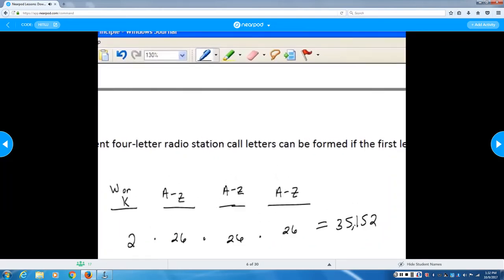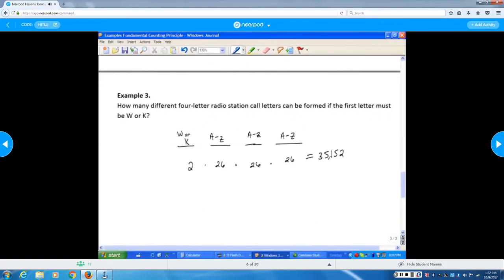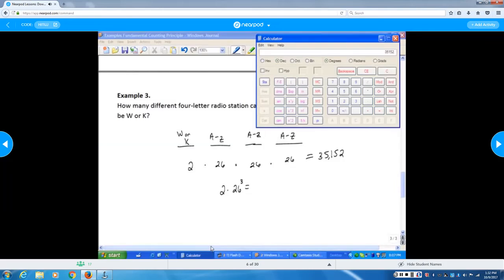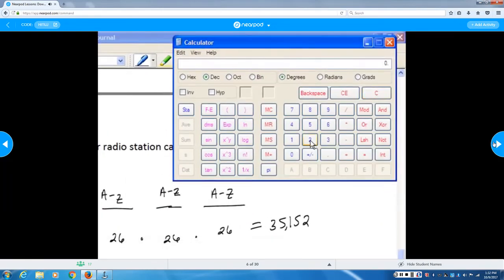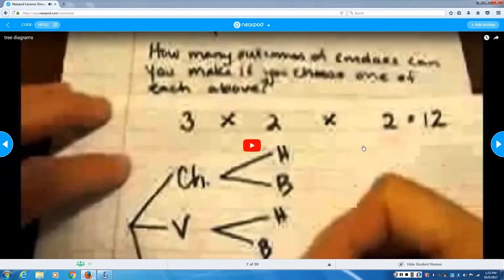35,152 different call letters that radio stations could use if the first letter has to be a W or K. Now, I could have put this in my calculator as 2 times 26 to the 3rd power. The nice thing about a scientific calculator is that it does perform according to the order of operations. So I've got 2 times 26 to the, notice this key right here, X to the Y, so to the, I think we already know how to do that.